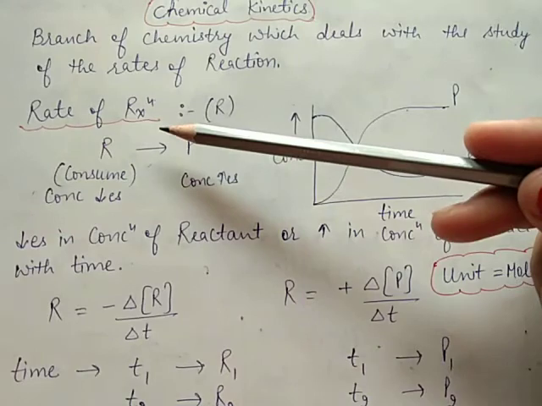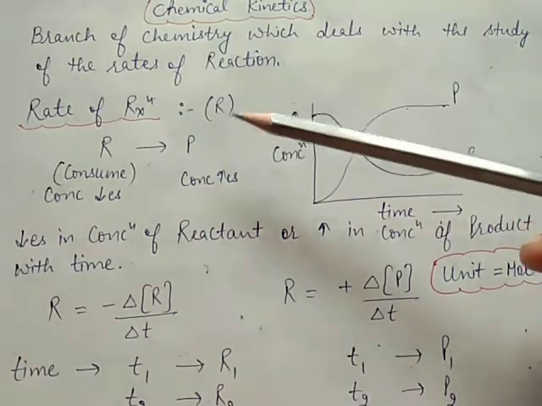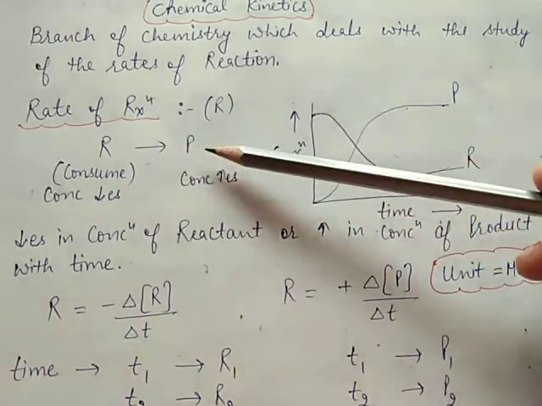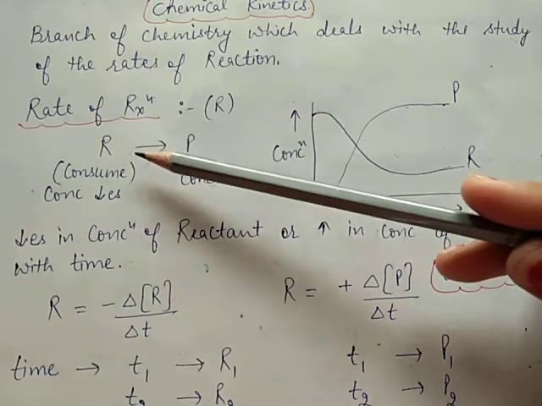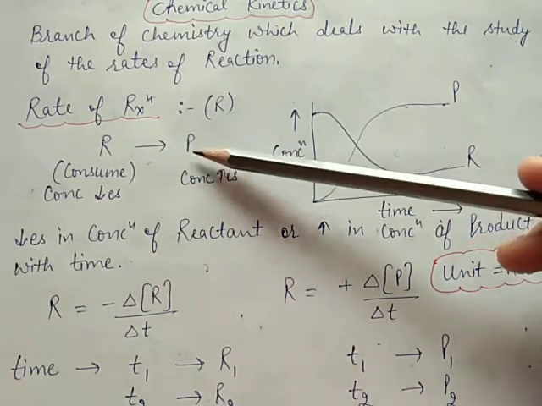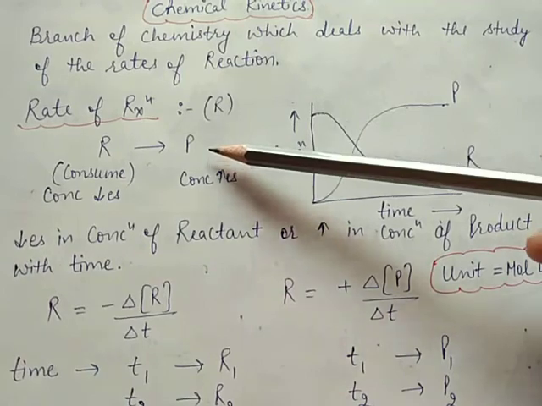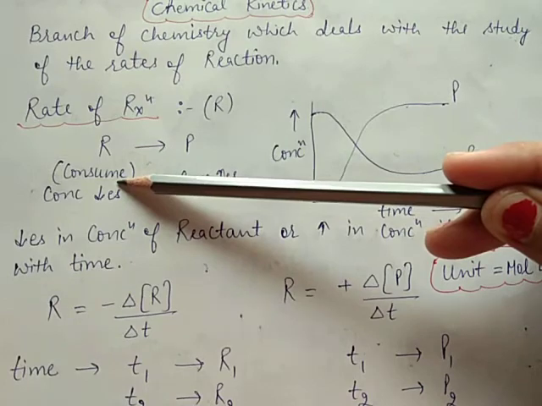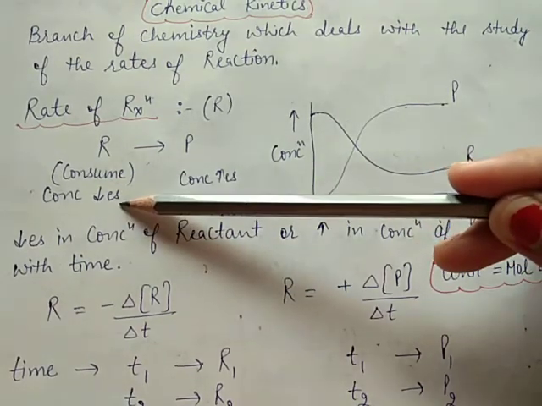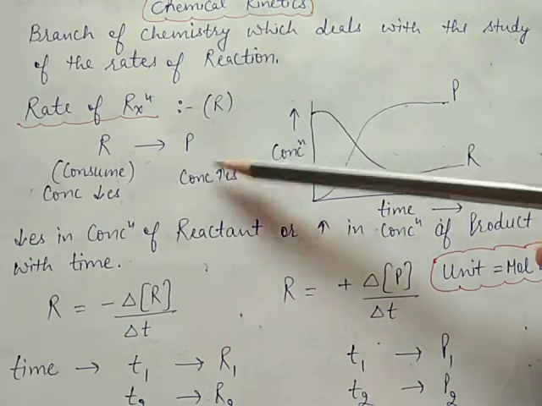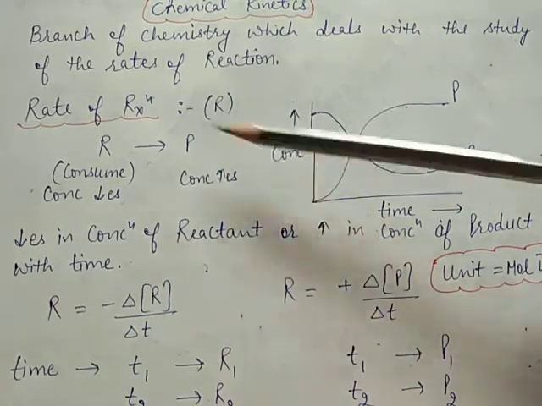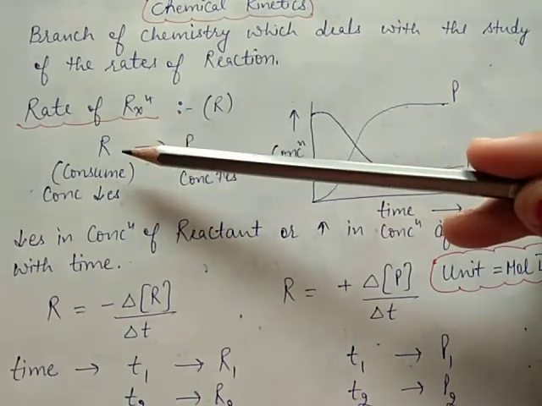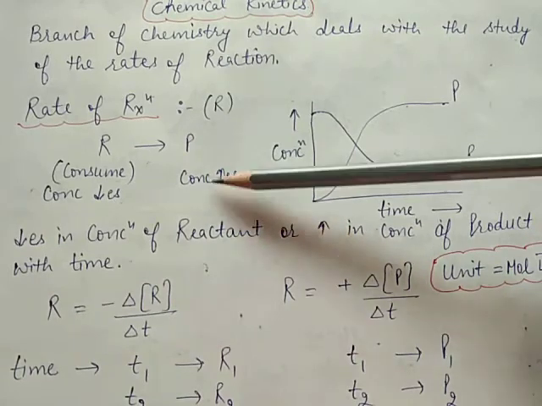What do you mean by rate of reaction? Suppose reactant changes into the product. When the reactant changes into product, it means the reaction proceeds. As the reaction proceeds, reactant is consumed. So the concentration of reactant decreases and the concentration of product increases, because reactant is changed into product.